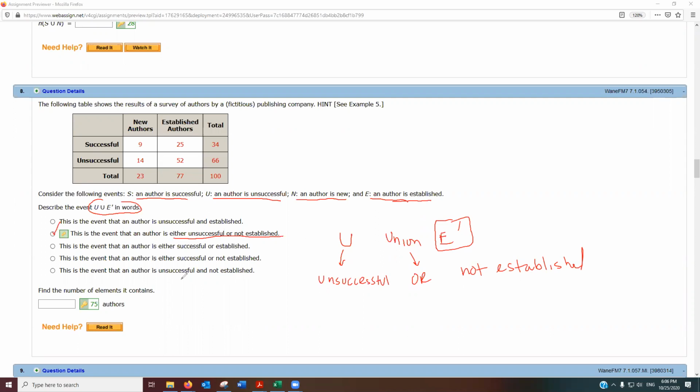All right, now it says find the number of elements. All right, well, if we want to find the number of elements in the set U union E prime, it's going to be the number of elements in U plus the number in E prime, but I got to subtract the number in the intersection of U and E prime. All right, well, let's go to U. This is the number of unsuccessful authors. Well, that looks like 66 total. So this is going to be 66 total.